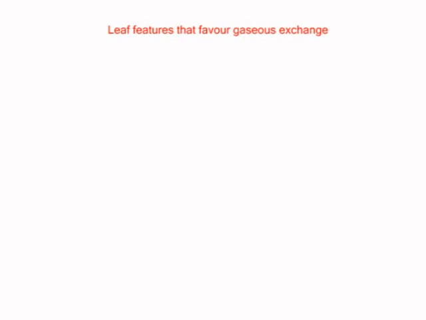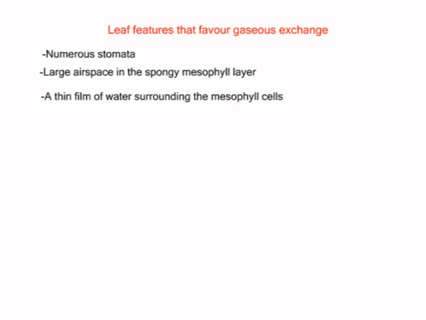Leaf features that favor gaseous exchange. Numerous stomata increase the surface area for gaseous exchange. The large airspace in the spongy mesophyll layer increases the surface area for gaseous exchange as well. A thin film of water surrounding the mesophyll cells allows a short distance through which gases diffuse.